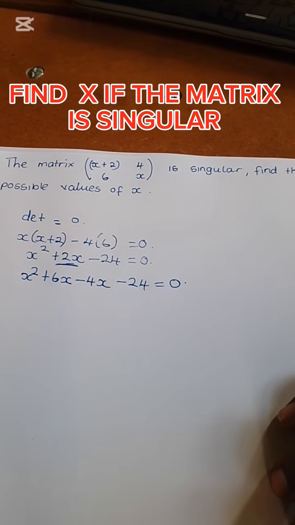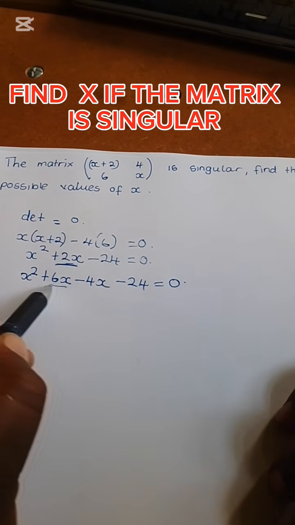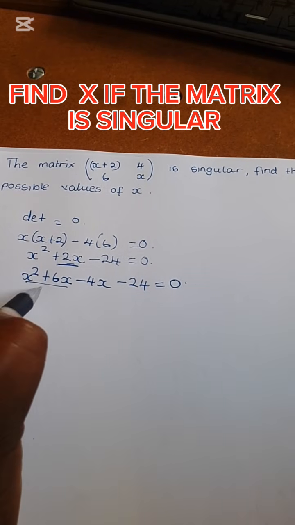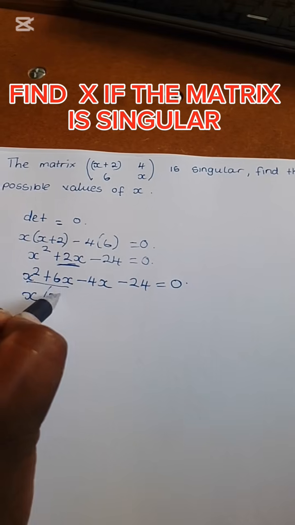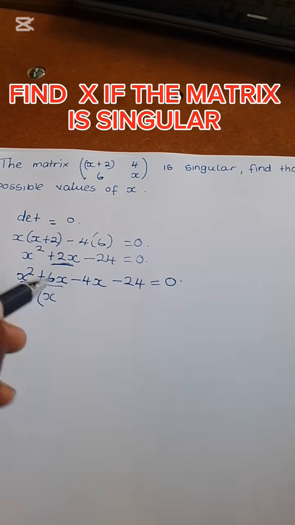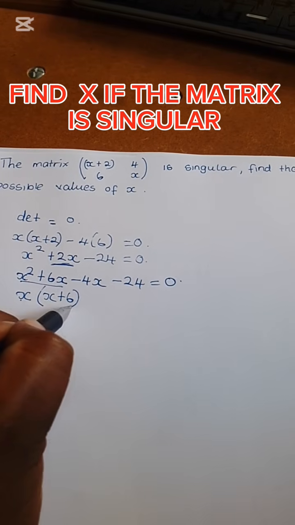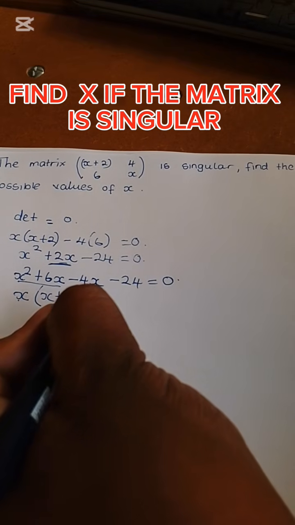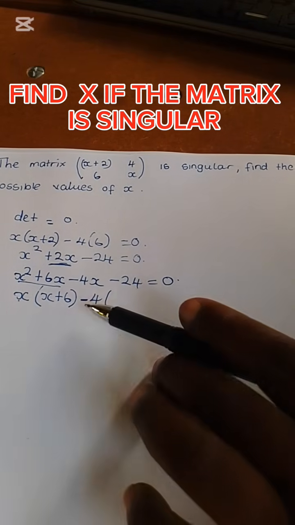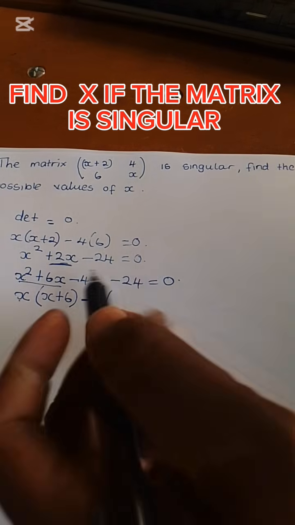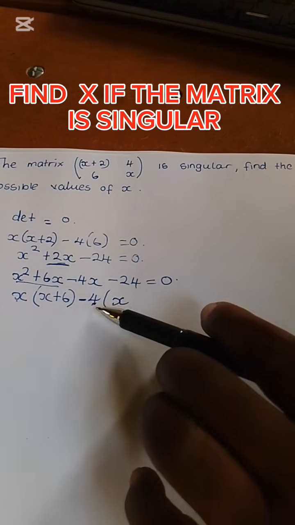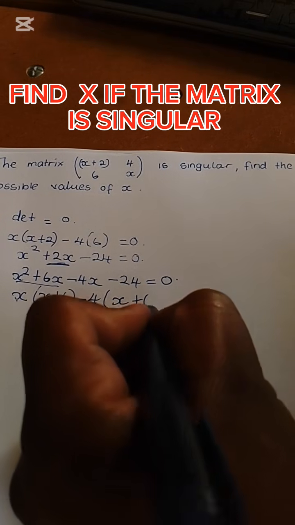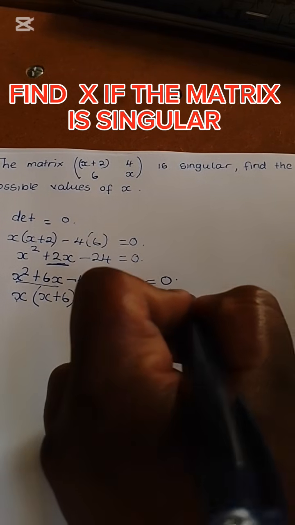So now we factorize by grouping, right? Common factor x. x into x squared is x. x into plus 6x is plus 6. Then common factor for this part is negative 4. Negative 4 into negative 4x is x. Negative 4 into negative 24 is plus 6, is equal to 0.